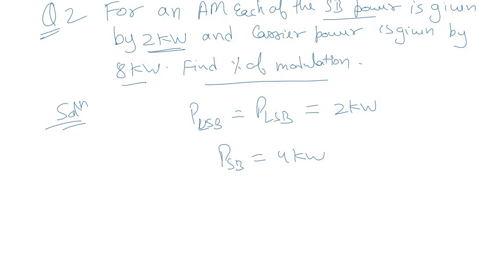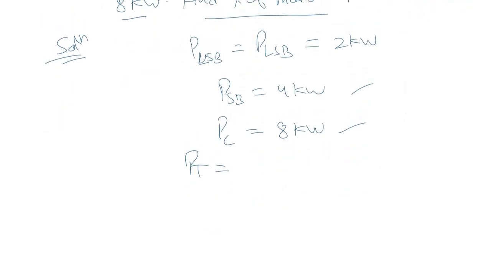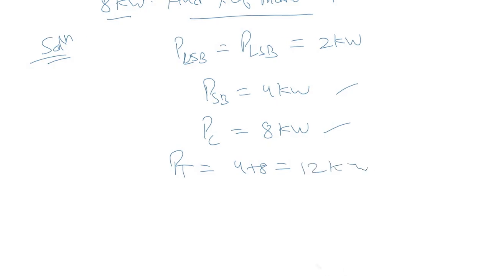And we are also given the carrier power, that is PC, it is 8 kilowatts. Again you can see that the amount of power contained in the carrier component is much more as compared to the power in the sidebands. Thus we are wasting a huge amount of power in case of conventional amplitude modulated signal. Since we have the power of all the components, we can say that the total transmitted power for such a system is 4 plus 8, that is 12 kilowatts.